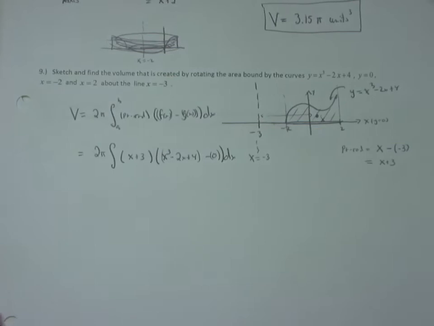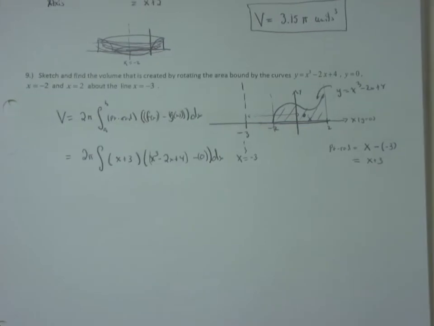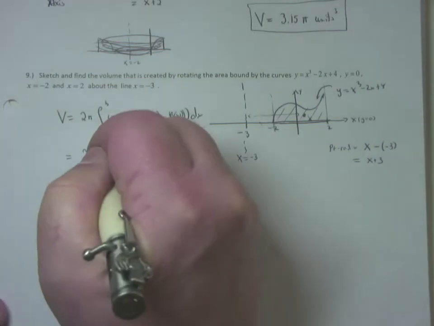That's my point radius. Does that make sense? Now, what are my bounds? Very good. It's about not where it's going, it's where the region is originally. So that is between negative 2 and 2.